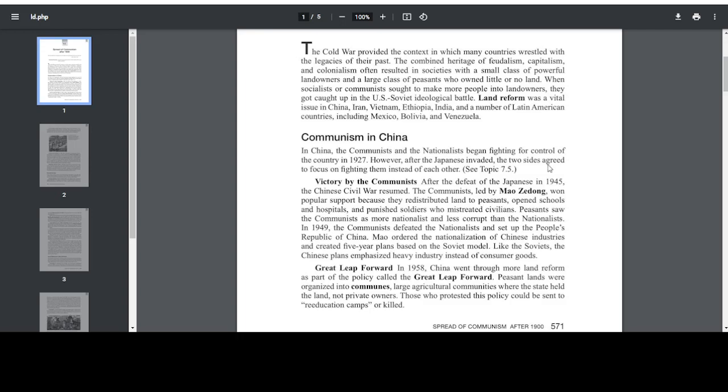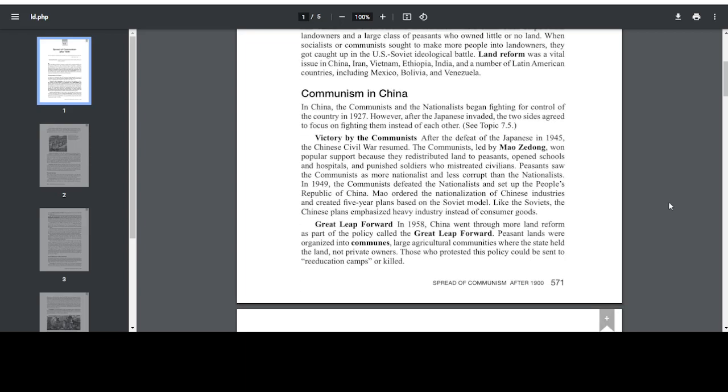Victory by the Communists. After the defeat of the Japanese in 1945, the Chinese Civil War resumed. The Communists, led by Mao Zedong, won popular support because they redistributed land to peasants, opened schools and hospitals, and punished soldiers who mistreated civilians. Peasants saw the communists as more nationalist and less corrupt than the nationalists. In 1949, the communists defeated the nationalists and set up the People's Republic of China.